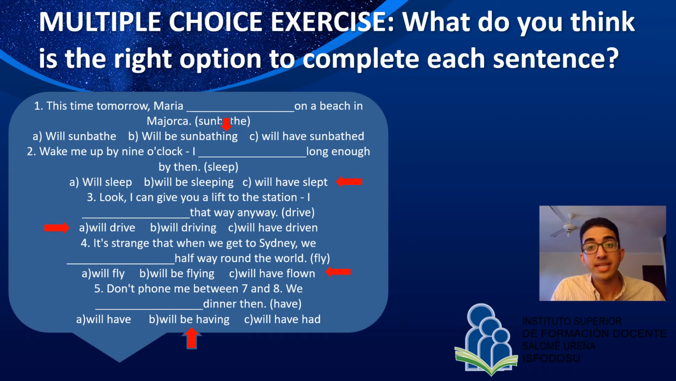Well, guys, I hope this exercise helped you identify the use of the simple future, future continuous, and future perfect. Remember that the simple future is used to refer to future activities or events. Future continuous to talk about an action or activity that will be in progress at a specific time in the future. And future perfect to refer to an action that will be completed by a specific time or period of time in the future. So I hope you found this video interesting and helpful, guys.